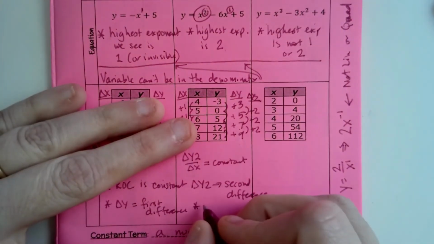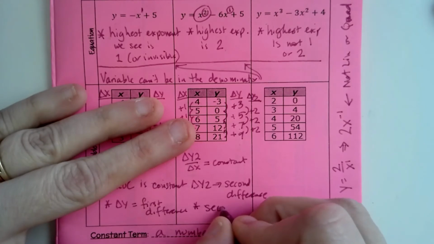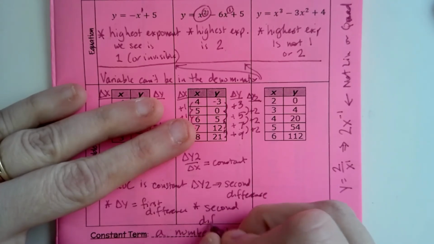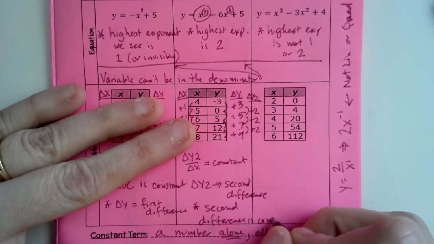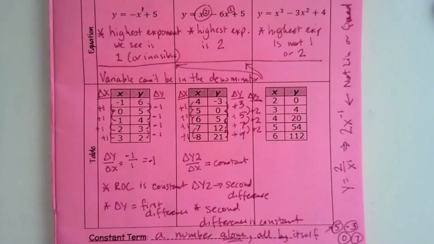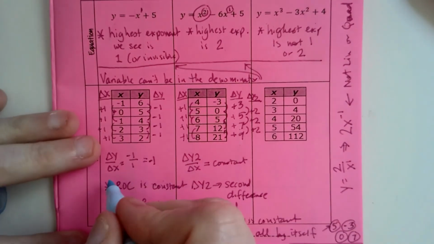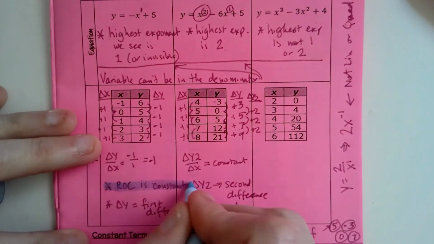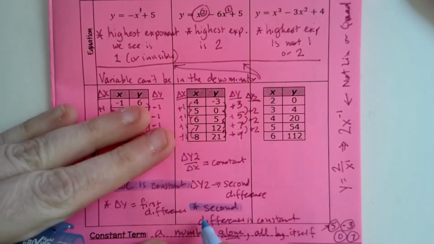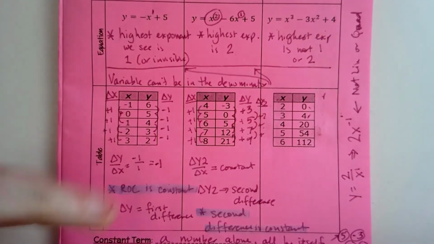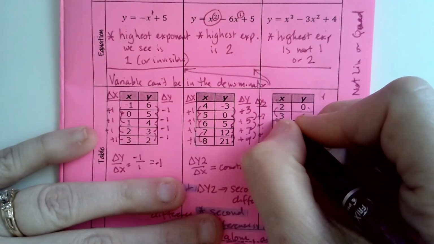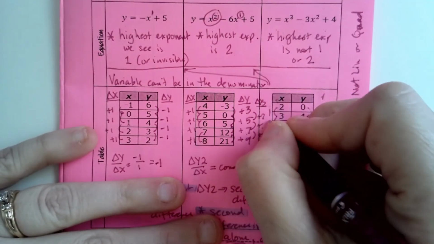For a quadratic function, the second difference is constant. Again, let me just highlight this real quick. For a linear, the rate of change is constant. For a quadratic, the second difference is constant. When we look at a quadratic, first of all, my delta x's are all going up by 1.